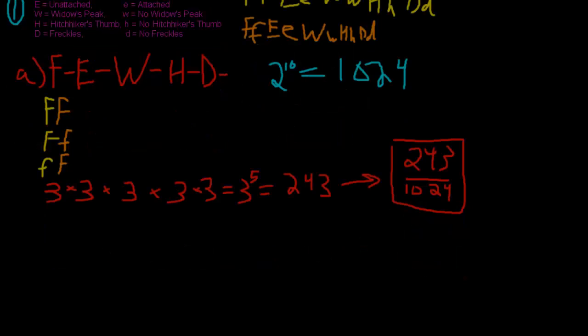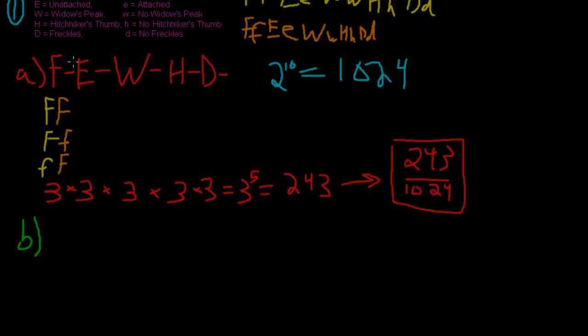Now for part B, let's see. Part B is saying, what is the probability that there are 4 dominant traits and 1 recessive trait? We could break down this one in thinking, well, we know that there's 5 genes. The probability of having 4 dominant and 1 recessive, well, if gene F was homozygous recessive, that would mean all of the other ones would have to be dominant. If E was homozygous recessive, that would mean F, W, H, and D would be dominant.